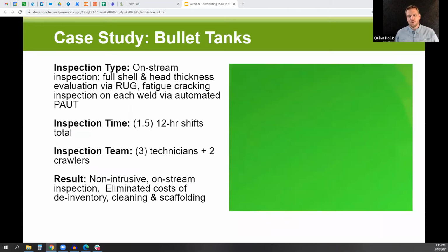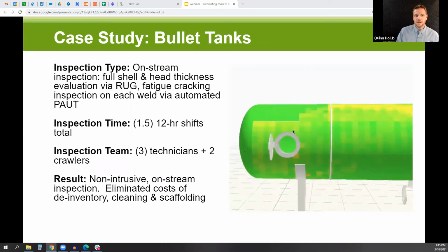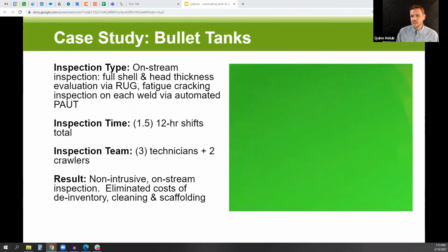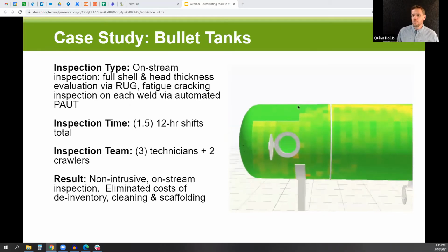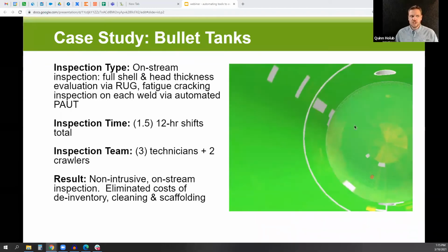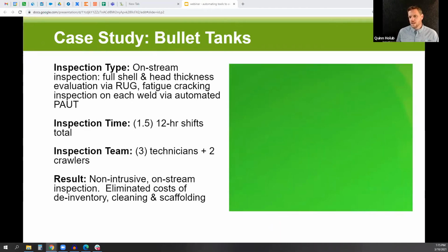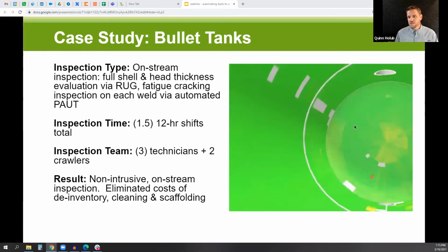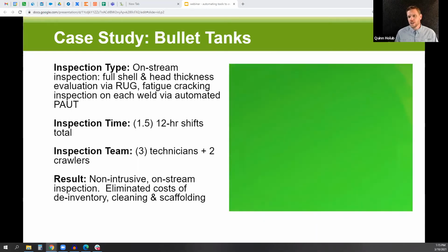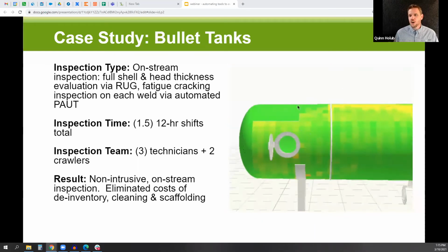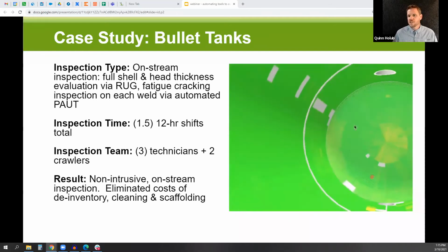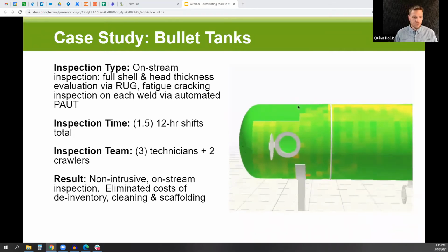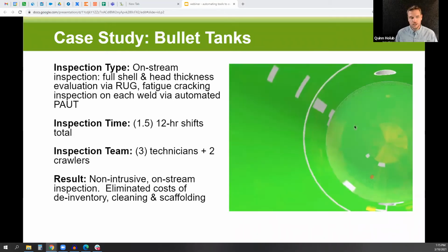Now, this is a case study where we're looking at bullet tanks. This is a case where we deployed 2 separate robots on the same asset. One, of course, is our rapid ultrasonic gridding, where we scanned the shell. And the second one was a crawler that was doing a time of flight inspection on all the weld seams. So the RBI defined scope of work actually was 100% coverage with time of flight on the weld seams and 100% coverage of the shell, which we were able to do in just a little under 2 shifts.